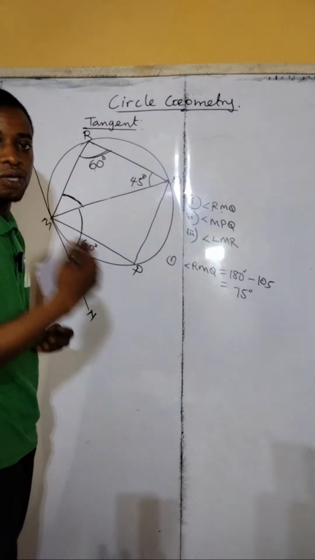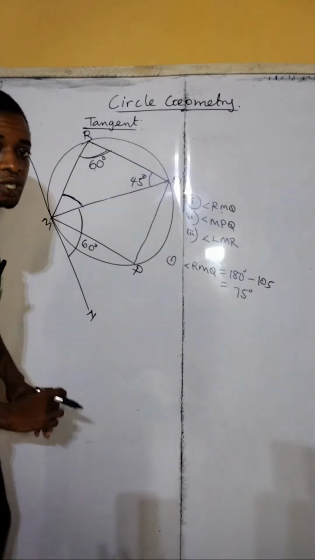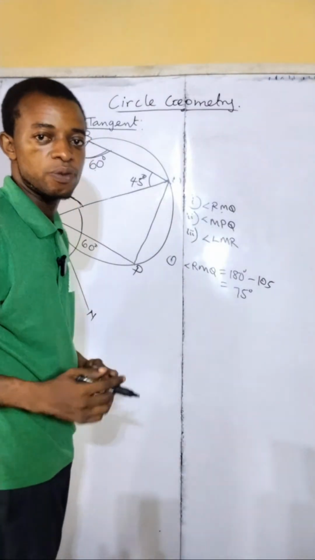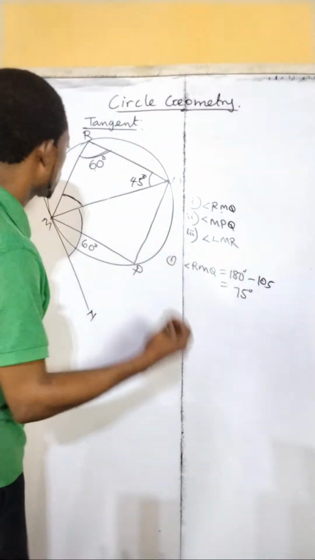Actually, we can see some other ways. It depends on the one we can see first. That's the beauty about mathematics and circle theorem. So the one we can see first determines the one we are going to find.